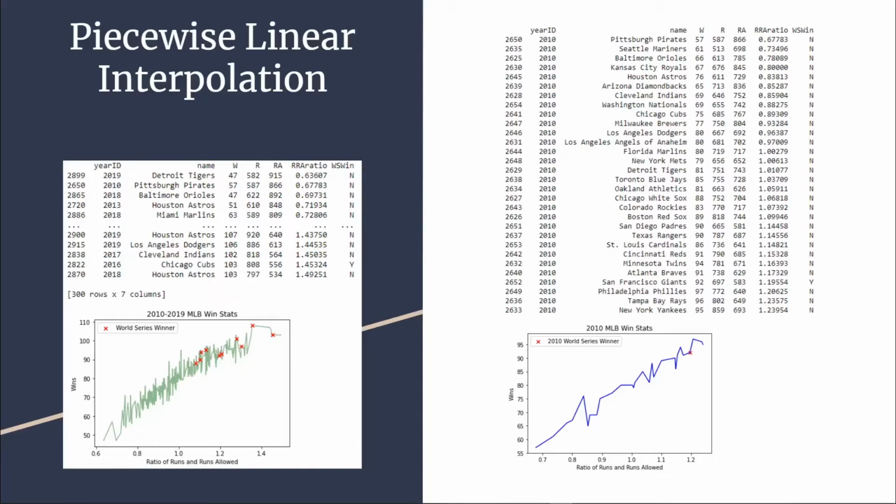So here we have the piecewise linear interpolation algorithm. For the algorithm's x value, we use the RA ratio, which is the ratio of runs and runs allowed. Basically, for each data point, we divided runs over runs allowed. And the higher RA ratio means that the team gained more points from their opponent compared to the points they lost to their opponent. And the lower RA ratio means the opposite.